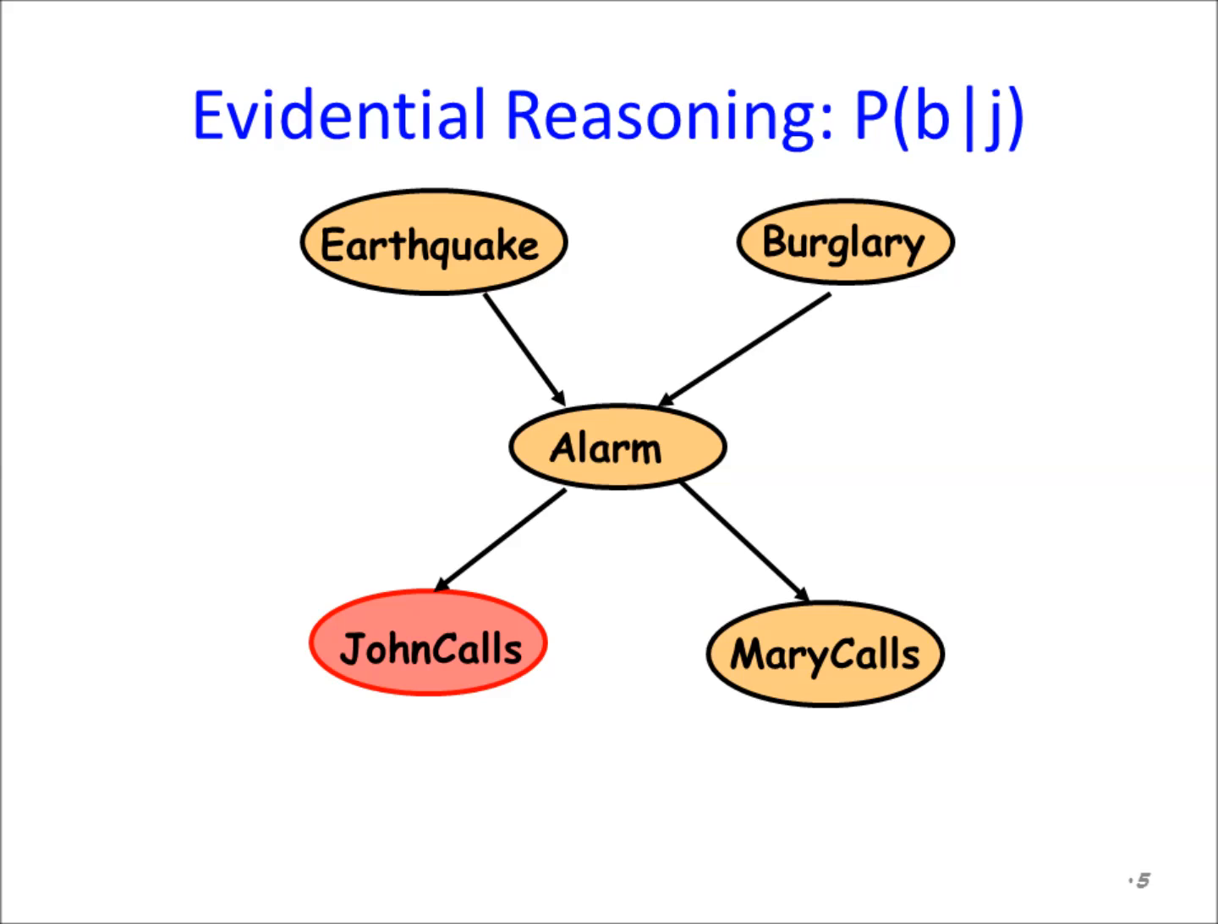The other reasoning is evidential reasoning, where I say, okay, I know that John has called. Now, what is the probability that actually burglary has happened, and I need to be worried about it? What is the probability of the cause given I have seen some observation?